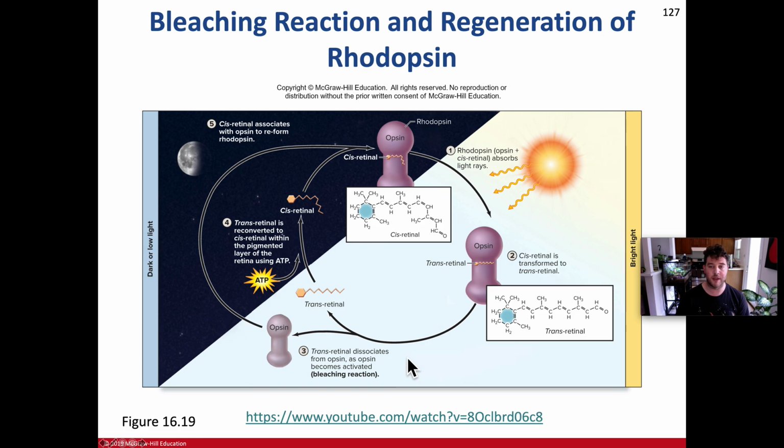Here is just a breakdown of that. Light is absorbed by these rhodopsin molecules. Cis turns to trans-retinal. The trans-retinal dissociates from opsin as opsin becomes activated. When it says that opsin is activated, this means that it's going to allow for it to transmit a signal. Trans-retinal is reconverted to cis-retinal in the dark, and then the cis-retinal associates with opsin to reform rhodopsin and deactivate it. Okay, so it's activated to send signals in the light, deactivated to not send signals in the dark.